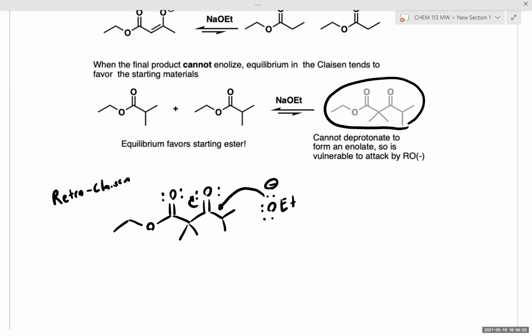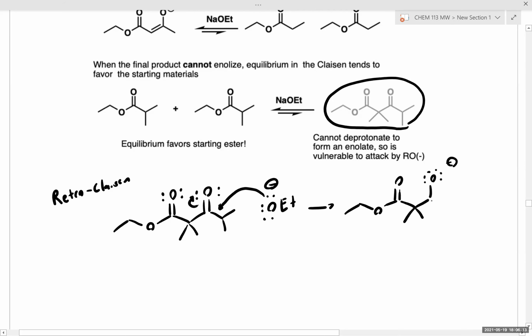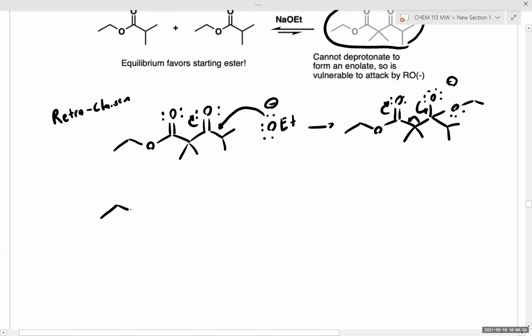So ethoxide will attack our ketone carbonyl carbon, and we're going to make a tetrahedral intermediate. Now, we can, in many cases, just kick out ethoxide for sure. This set of carbon-carbon bonds is relatively strained. We have a lot of steric congestion. So to relieve that steric congestion, or just as part of the collapse of this tetrahedral intermediate, we can break our congested carbon-carbon bond and generate an ester-derived enolate and another equivalent of our starting material.